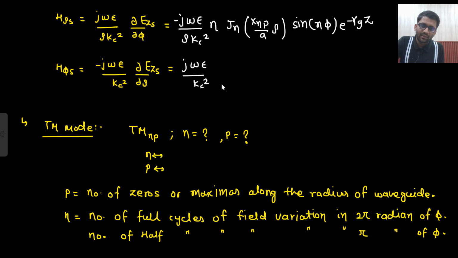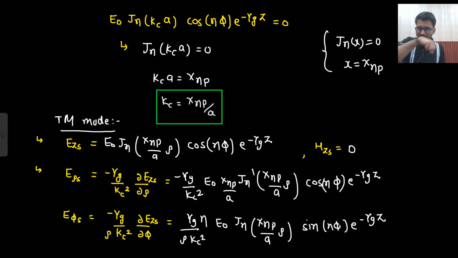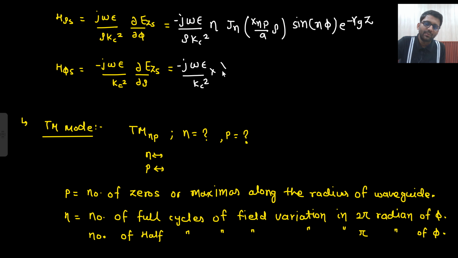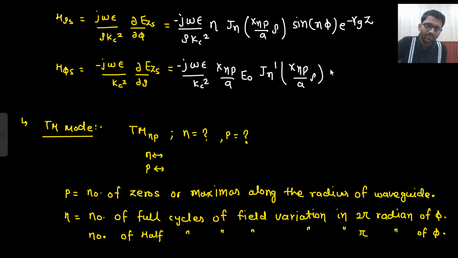What about this differentiation with respect to rho? So here kc square, the minus sign is also there. Now you need to differentiate with respect to rho. What will come outward? x n p by a into x n p by a, then E naught. With respect to rho we are differentiating, so Jn dash x n p by a into rho cos n phi e to the power minus gamma g z.